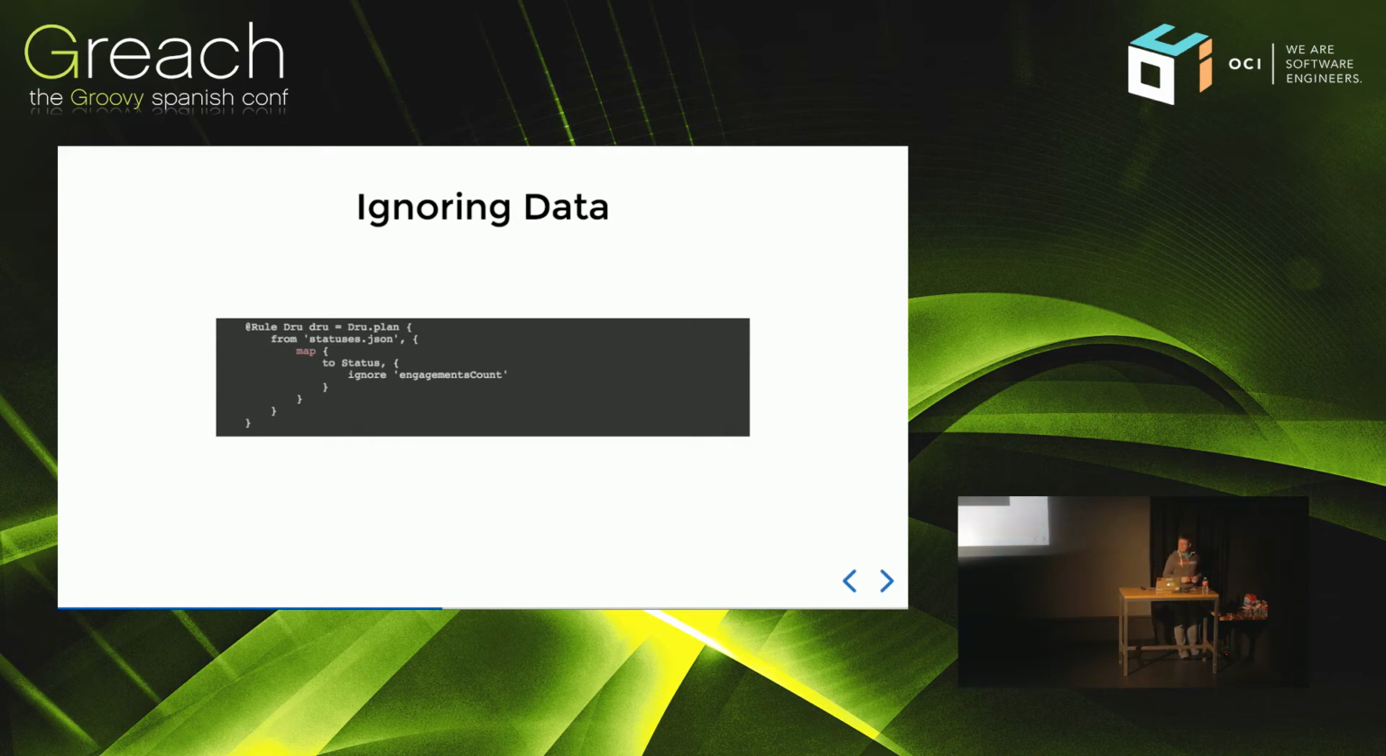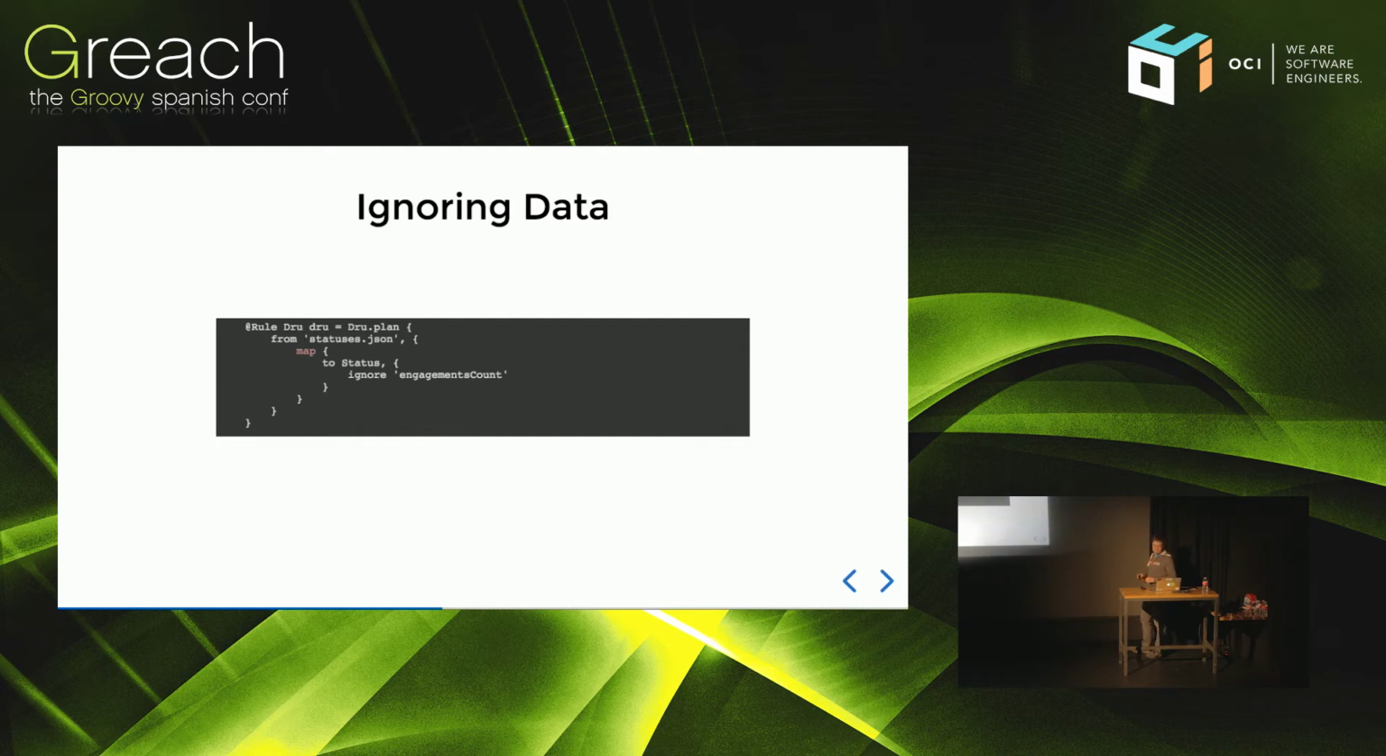And there is plenty of other things you can do with the mapping. You can set some defaults in case your domain classes need some default values which are not present in the JSON. You can override the names and other stuff, but it would take much longer to show you today.